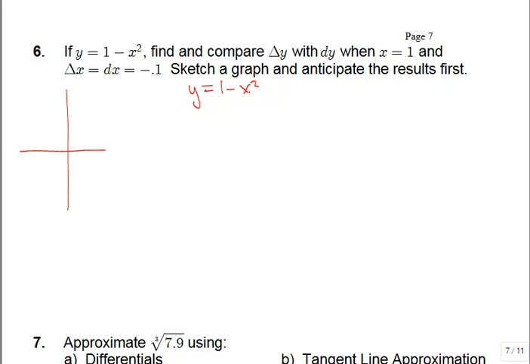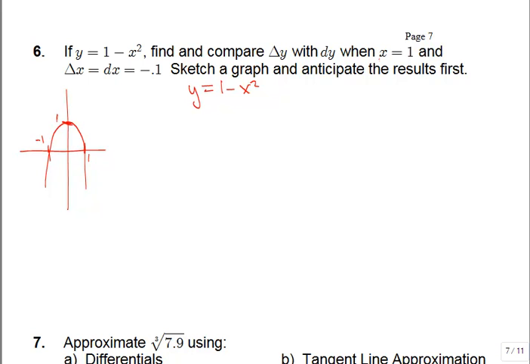It's an x squared, so it's a parabola. It's pointing down because of the minus, and it's shifted up 1 because of the 1. So this is going to be a parabola that points down like this. And if you plug in 1 or negative 1 for x, this is going to be 0. So this has intercepts at 1 and negative 1. So what we're looking at is we're trying to find and compare delta y and dy when x is 1 and delta x or dx is negative 0.1.